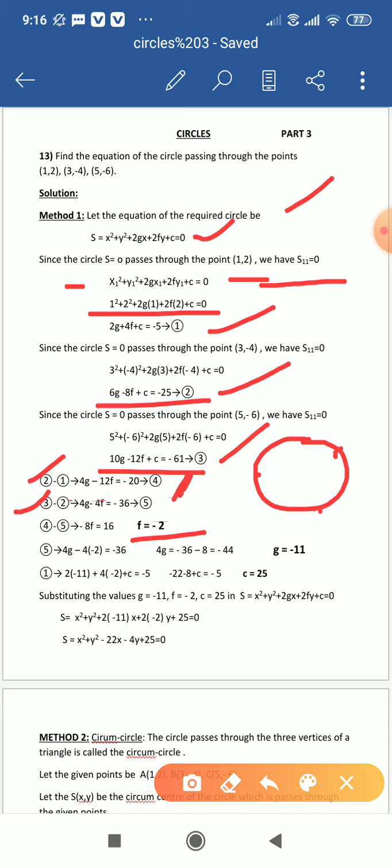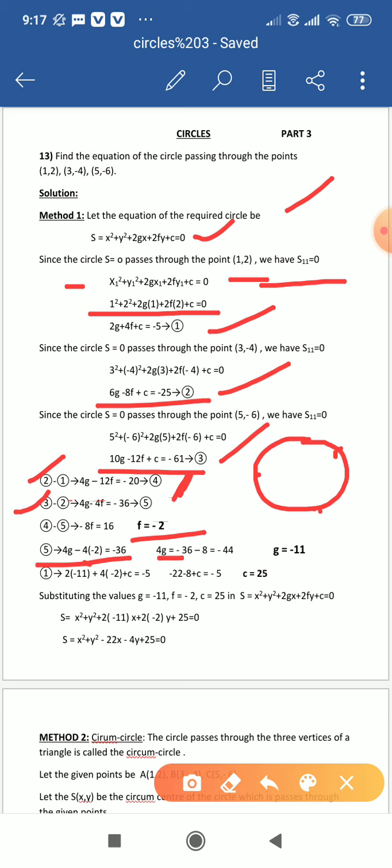Now put the value of f in either 4 or 5. Whatever it will be, substitute in either 4 or 5. If we substitute f is equal to minus 2 in the fifth equation, 4g minus 4f is equal to minus 36. So 4g minus 4 into minus 2, plus 8. Bring that plus 8 to the right side.